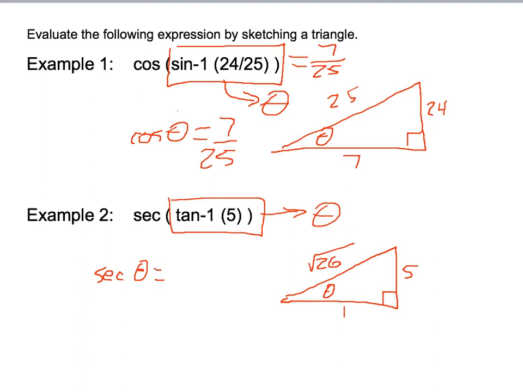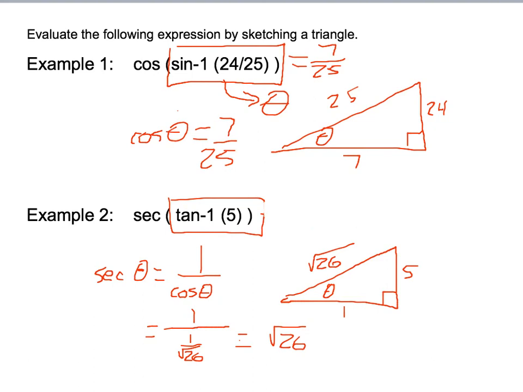And remember, secant is the inverse of cosine. So 1 over cosine of theta is 1 over 1 over the square root of 26, which is the square root of 26. And so this expression, the secant of the inverse tangent of 5, ends up being the square root of 26.